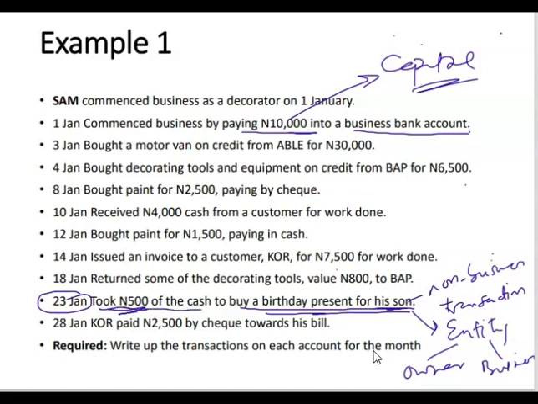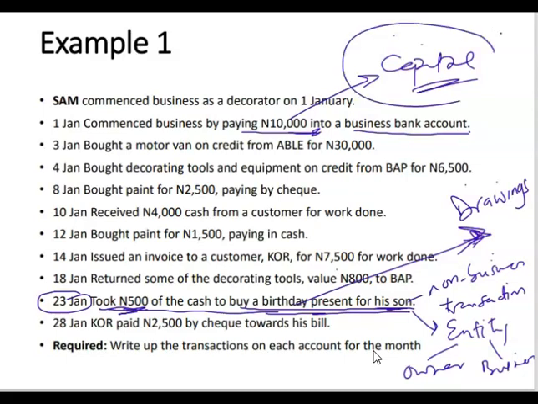This transaction in accounting is called what? Drawings. Drawings. That means he drew money from the business for personal use. This transaction cannot be classified as business expenses. That means he's now reducing the amount that the business is owing him. The business was owing 10,000. He has now taken 500 naira from the business for personal transaction. He's going to impact on his capital.